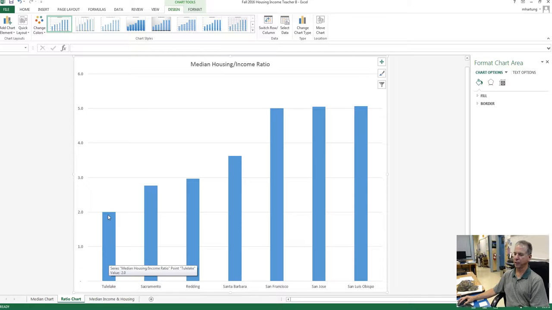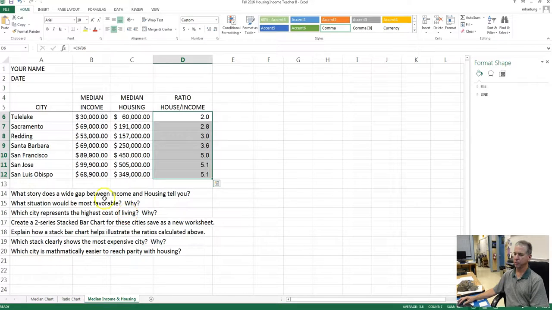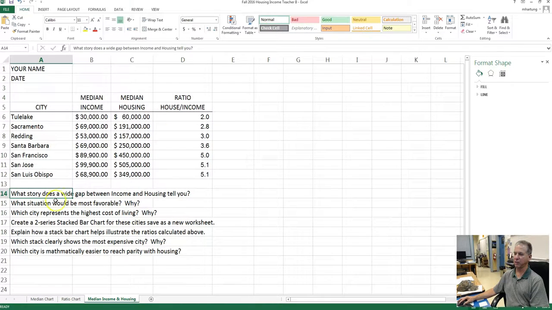And so what you can do is go ahead and answer these questions. And I've discussed a lot of this already as far as what story does the graph tell you. What I will tell you is that when you do answer these questions, the best way to do it is to answer the question by rephrasing the question. So you don't need to type out this question, but simply answer the question. For example, what story does a wide gap between income and housing tell you? So you could begin typing, a wide gap between housing and income tells you that.